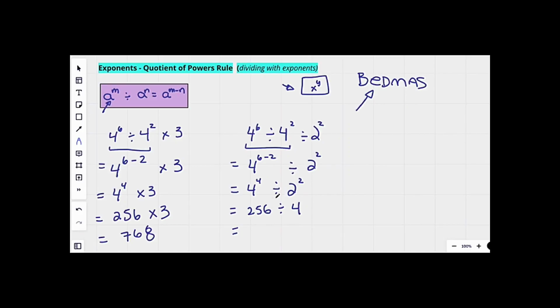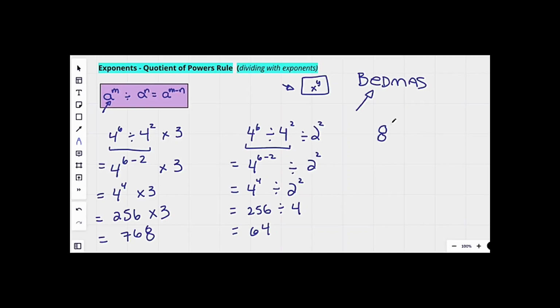So you don't go ahead and divide this and then apply the exponent. No, we solve for the exponents first. Okay, 256 divided by 4 gives us 64. Okay, let's do one final one. I think we're getting the hang of this.